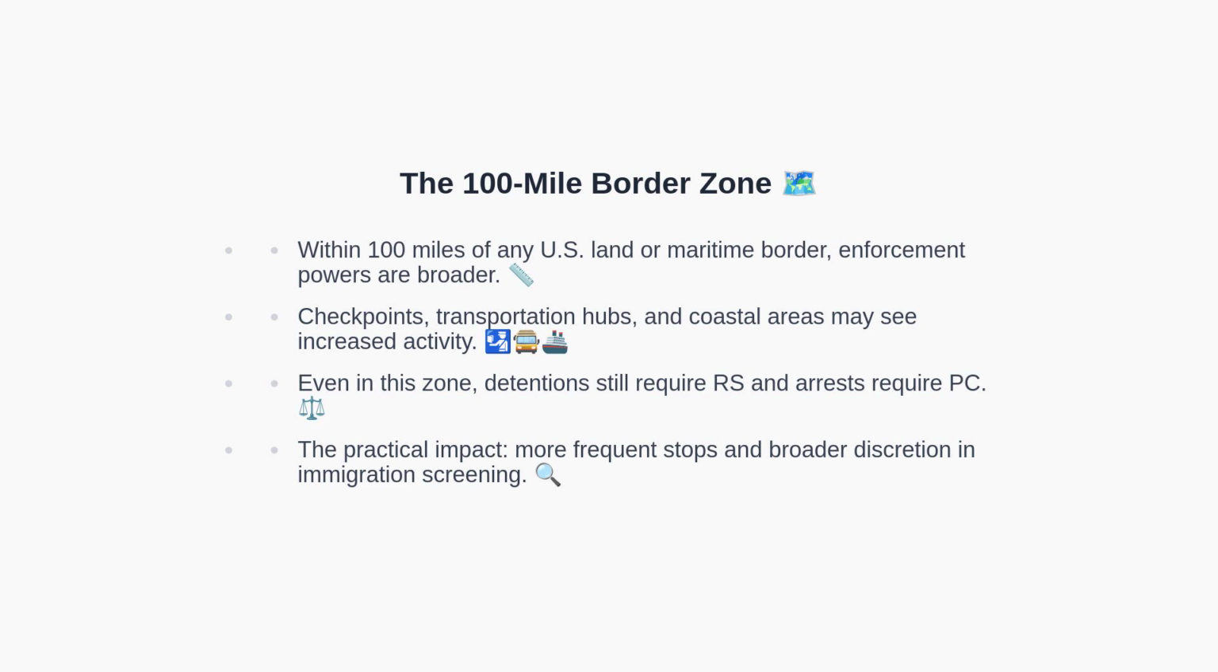Next, the 100-mile border zone. Within 100 miles of any United States land or maritime border, federal immigration enforcement operates with broader authority, including the use of checkpoints and increased screening at transportation hubs in coastal areas. However, even in this zone, officers must still meet reasonable suspicion for detentions and probable cause for arrests. The practical effect is more frequent encounters and wider screening discretion. Individuals should be prepared for increased interactions in these areas.